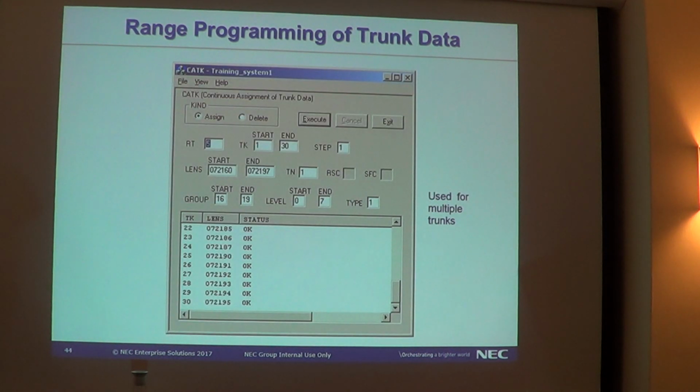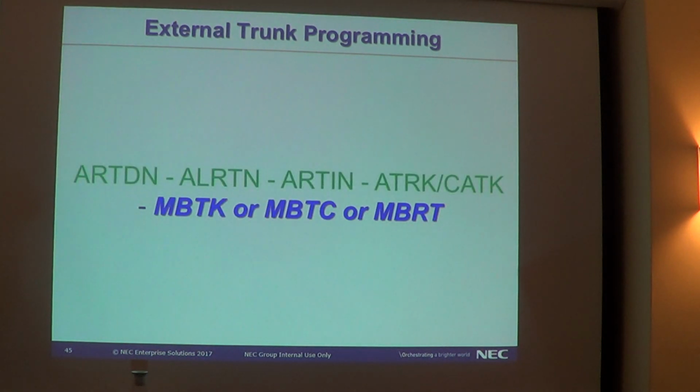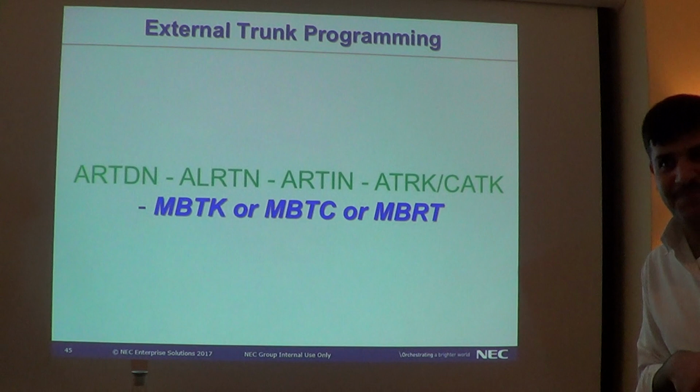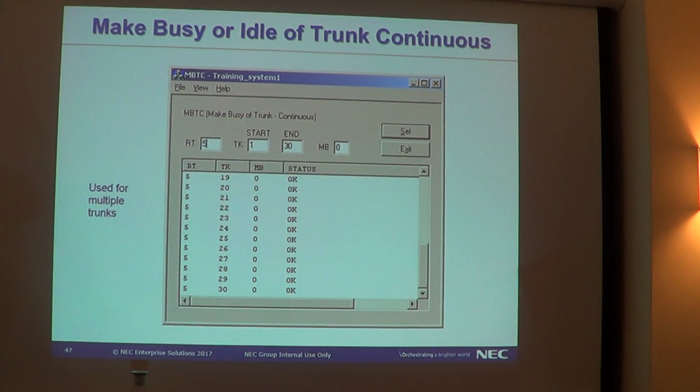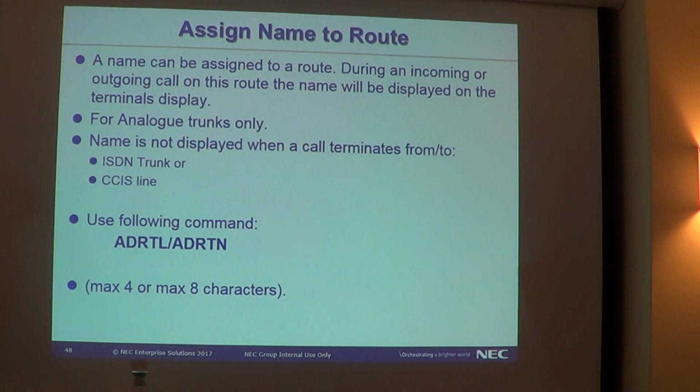Also, we can use range programming, as I said, or Quick Brew. After you finish the programming, you have to make busy release. You have to, because by default everything is blocked. Nothing is programmed in 95, right? Make busy release the trunk, make busy release for range, or for the complete route.